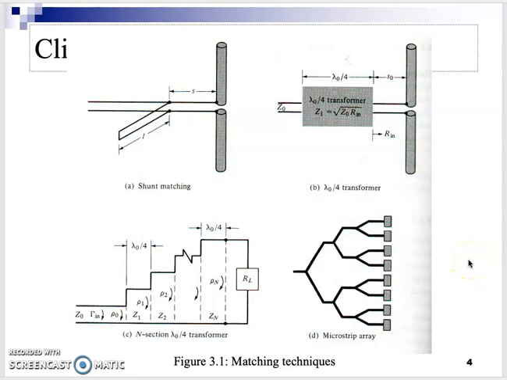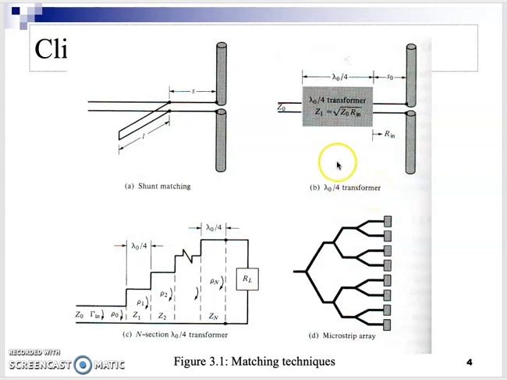Okay, next we will see different types of matching network. In this class we are not looking at stub or lumped matching, because this has been covered in microwave classes during undergraduate or your master program. For this one, we will look at the quarter wave transformer.